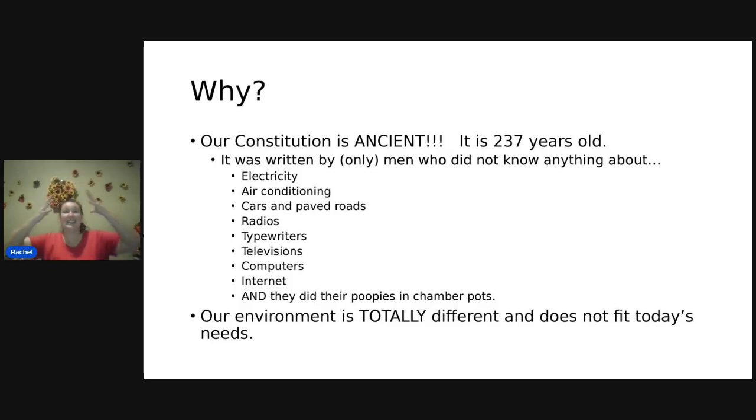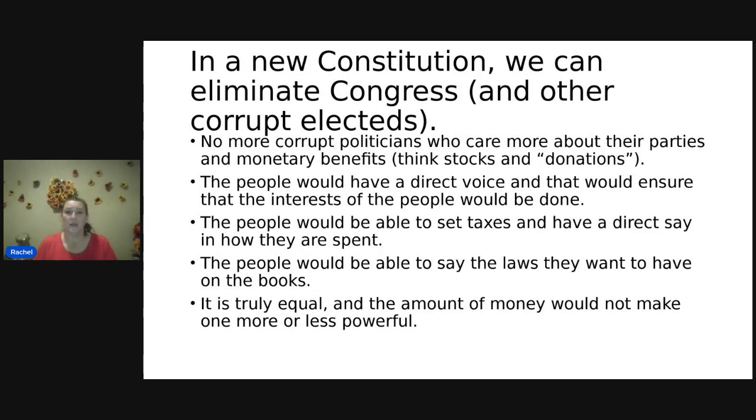Let's face it, this is a totally different world. And it does not fit today's needs at all. We have the technology to be far better, far less corrupt. And how would we do that? Well, in a new constitution, we can eliminate Congress and all the corrupted electeds. We don't need them. We need some people to manage, and that's about it.